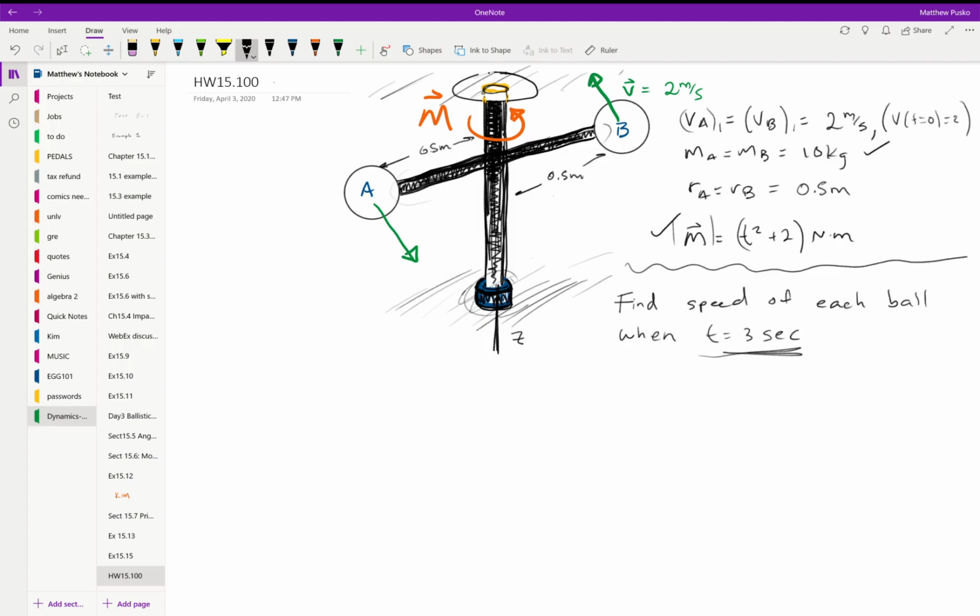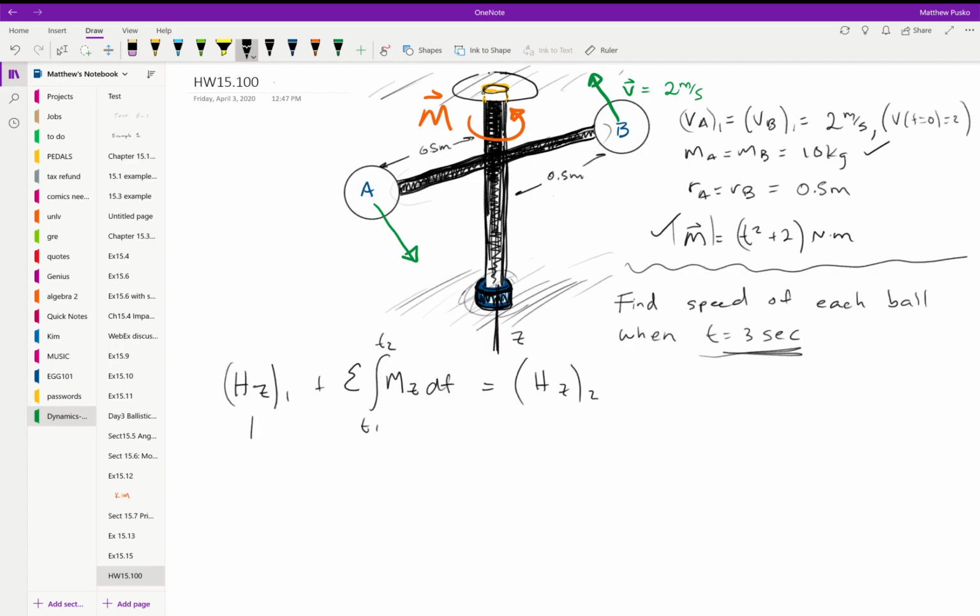So if that's the z-axis, I'm going to say H about z plus the summation of our moments, or the integral of our moments, which is the angular impulse from t1 to t2, and that's going to give us some new angular momentum. Okay, so we could do this two ways.